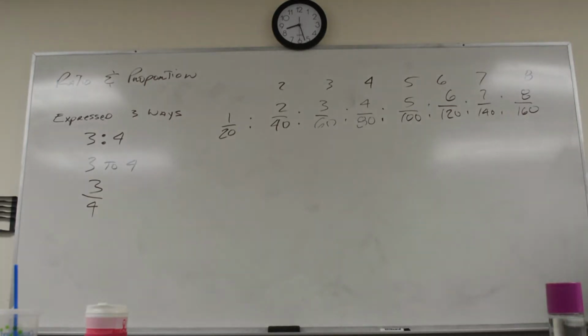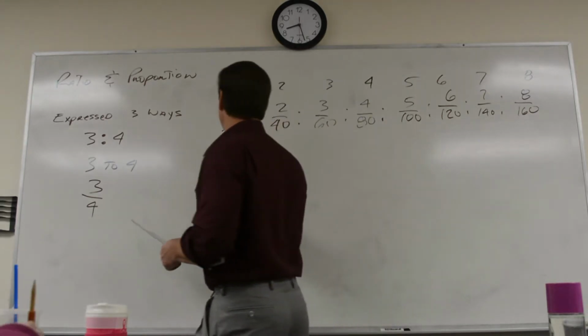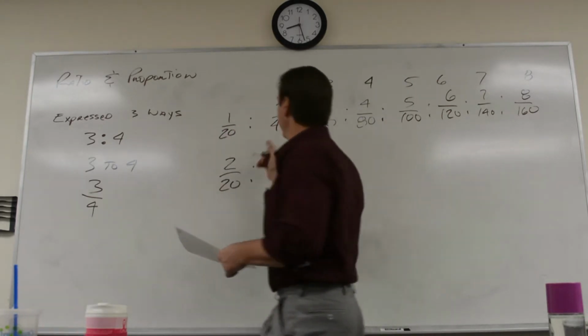You got it? All right. If this were 2 over 20 as a ratio, what would the next equivalent ratio be?